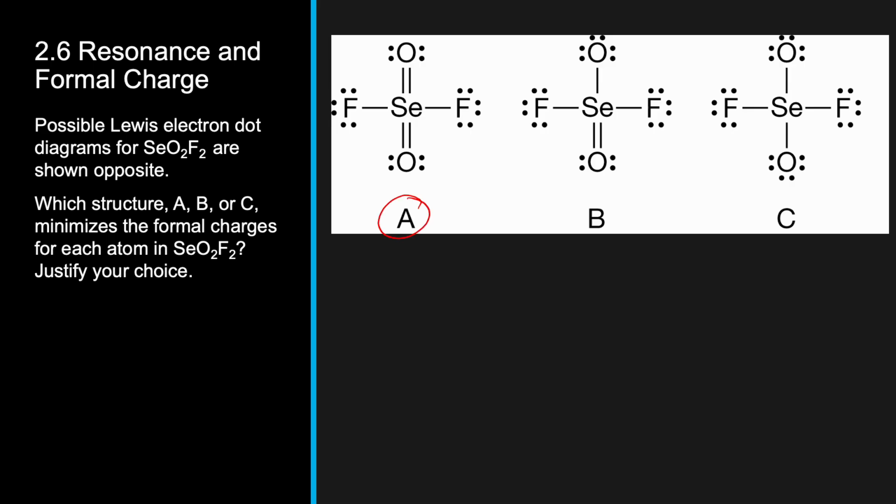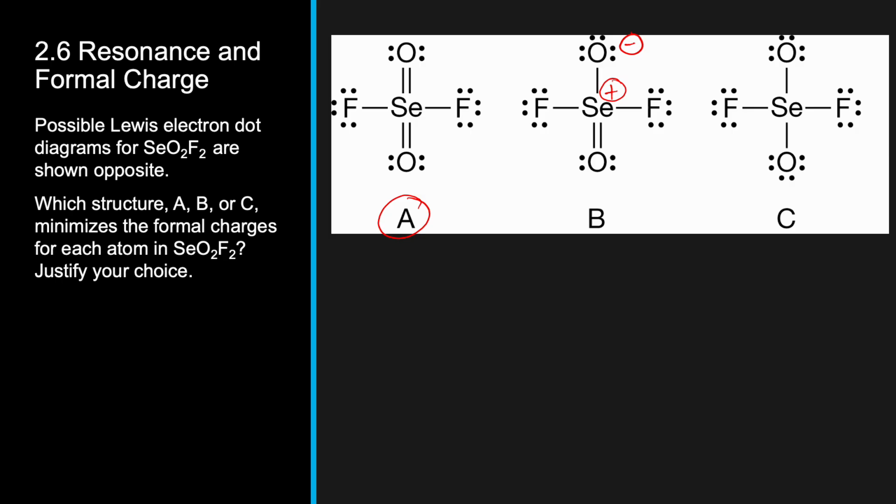because there is no formal charge on any of the atoms. Then moving over to B, we have an oxygen that is not bonding how it's supposed to. It only has 1 bond. So this oxygen has a negative formal charge. Selenium has 6 valence electrons and it only has 5 bonds, so it's missing 1. So the selenium has a positive charge.